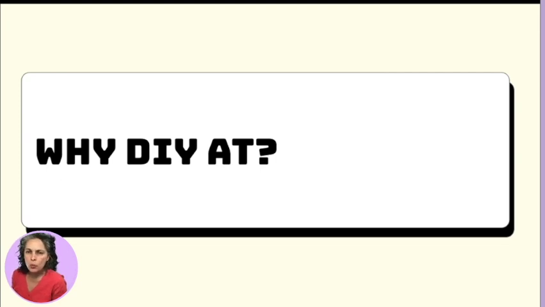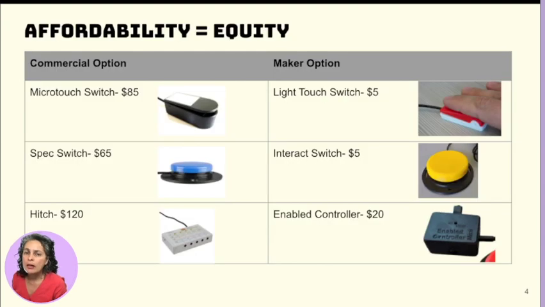So the question is, why would you DIY assistive technology instead of just buying it? One of the main ideas is really around affordability and equity. Commercial products are expensive for a reason, because they do have a business model and they have a lot of overhead, and they have a smaller clientele of market.